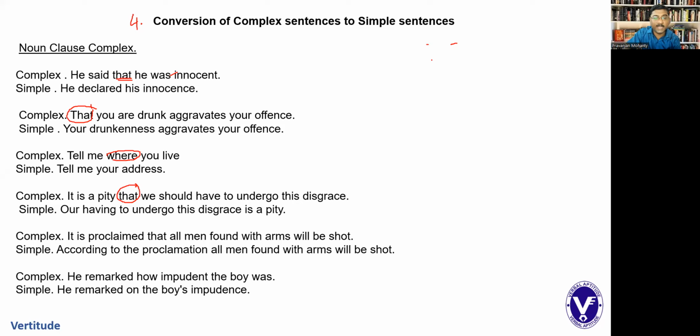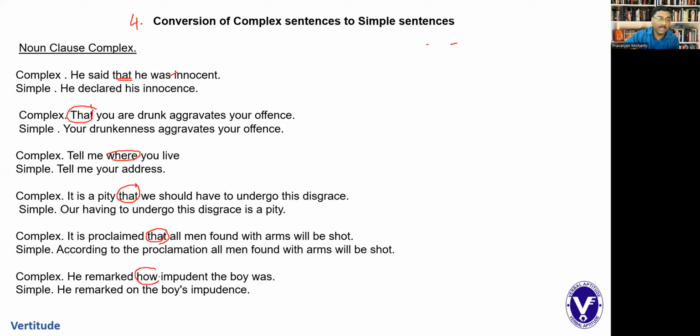It is proclaimed that all men found with arms will be shot. Now here, according to the proclamation, all men found with arms will be shot. He remarked how impudent the boy was.